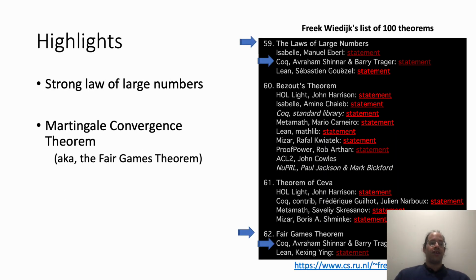Some highlights of things that we've proven in our library are the strong law of large numbers and the martingale convergence theorem, also known as the fair games theorem. These are particularly interesting because there's a list that Freek Wiedijk maintains of about 100 theorems that would be interesting to see formalized. And so we are the first ones to do it in Coq, that's entries 59 and 62 here. In fact, at the time that we started this, we were the first ones to do the fair games theorem. No one had done the fair games theorem, and the law of large numbers had only been done in Isabelle, although the Lean team is also working hard, and Lean is a different interactive theorem prover, and they have proved those two as well.